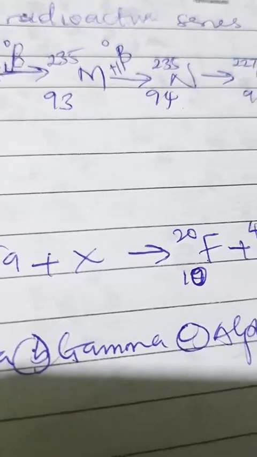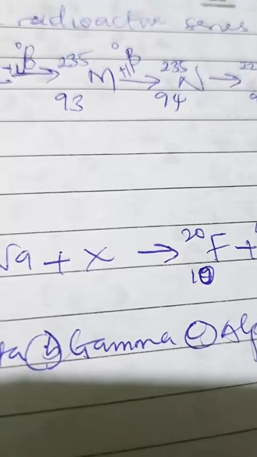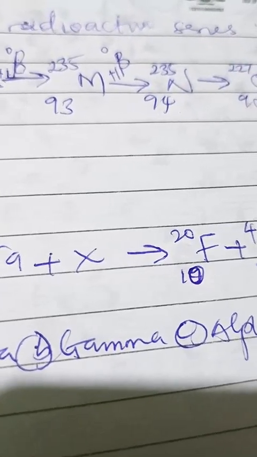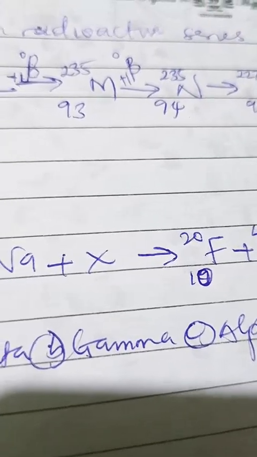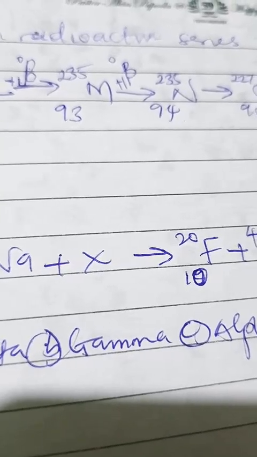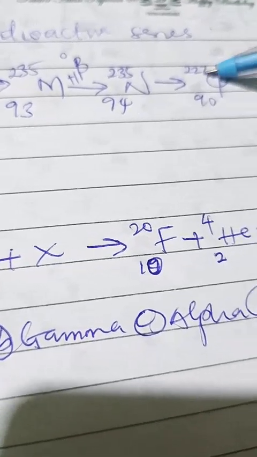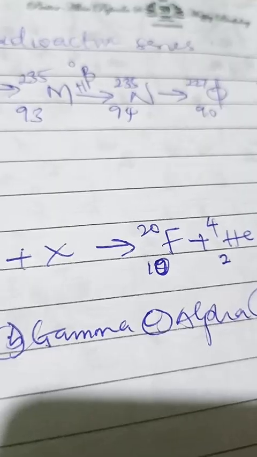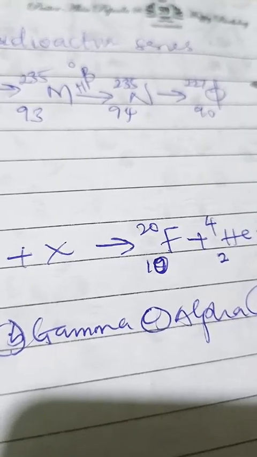Now here, what will I add to 94 that we have 90 here? So in this case, for everything to balance from here to here, if I remove 227 from 235, that is 8. Okay, that is 8.